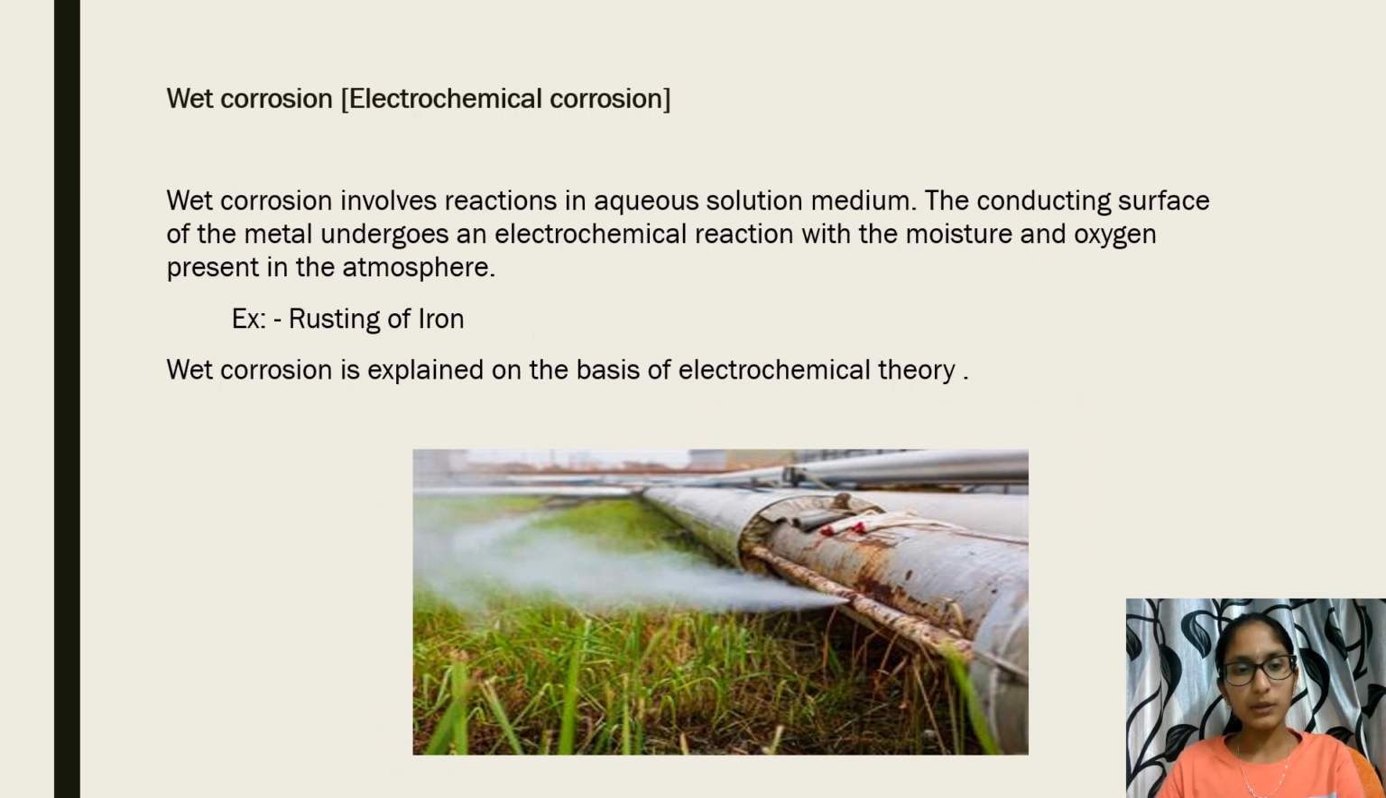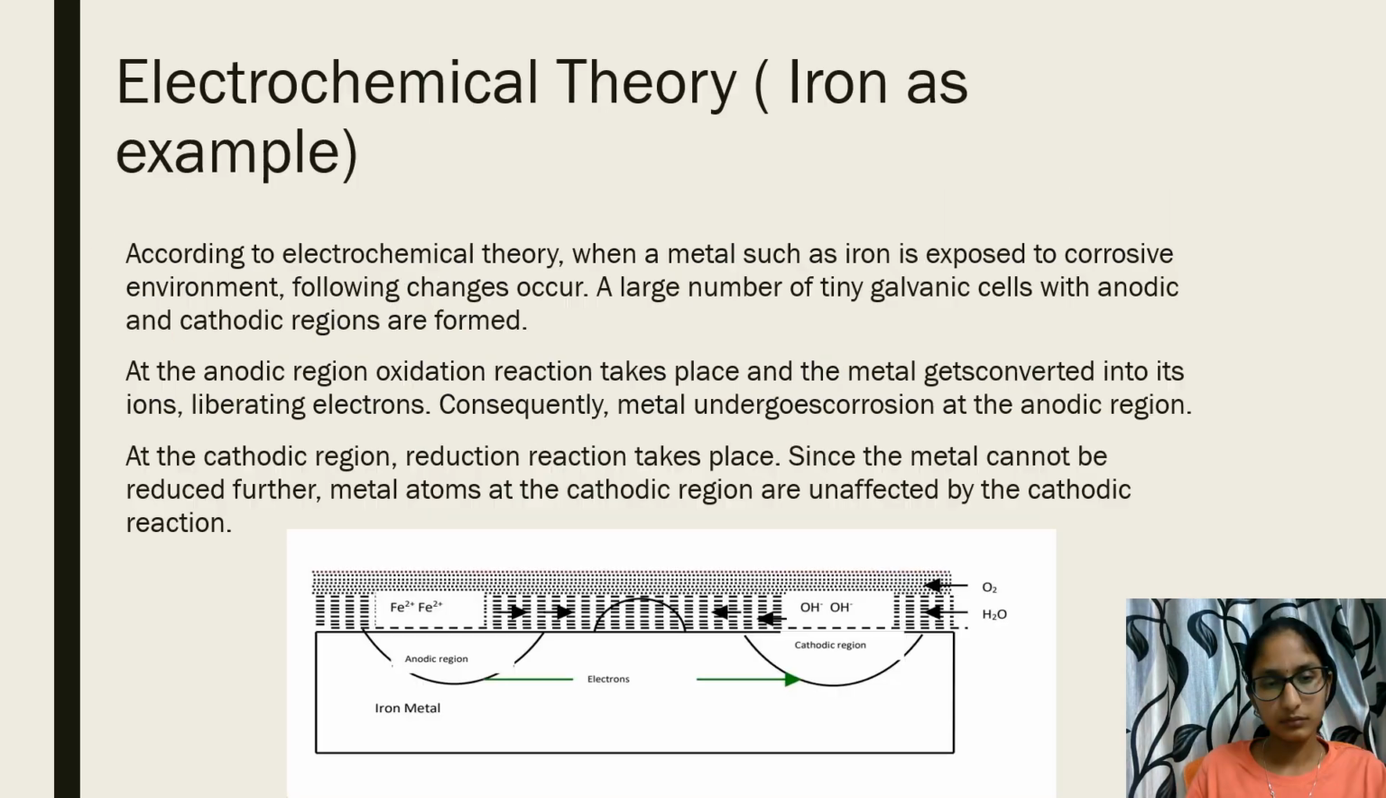So next, coming to the wet corrosion, which is also known as the electrochemical corrosion. It involves the reaction in aqueous solution medium. The conducting surface of a metal undergoes an electrochemical reaction with the moisture and oxygen present in the atmosphere. This is the example of wet corrosion. Wet corrosion is also explained on the basis of electrochemical theory.